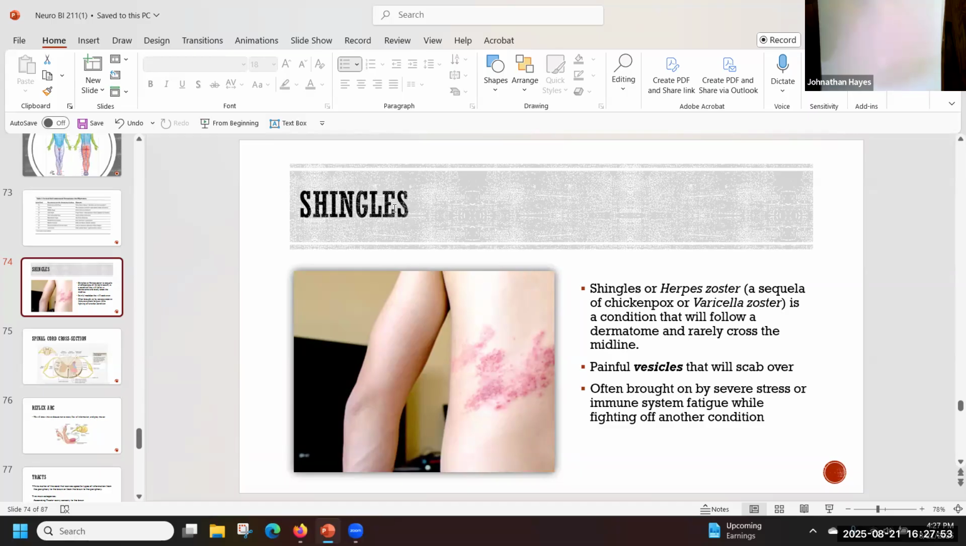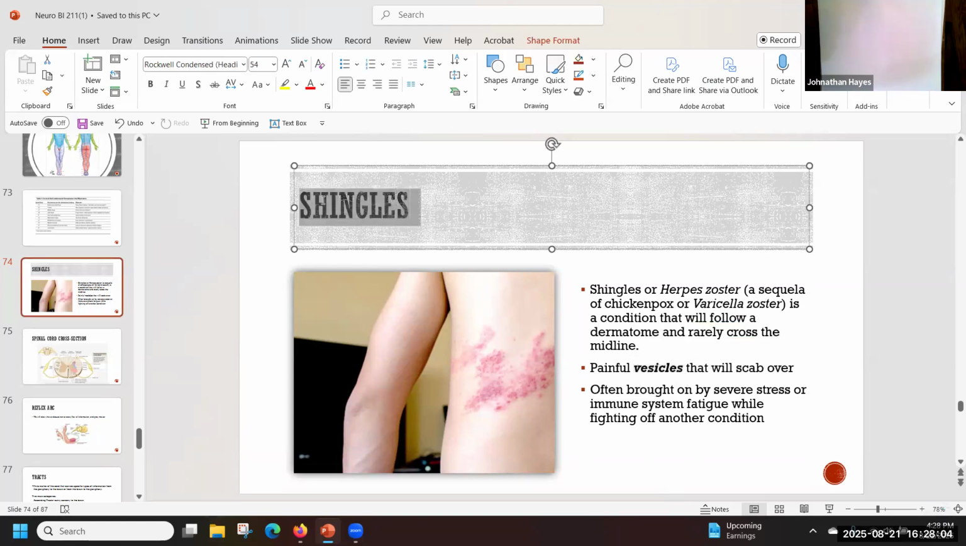The word we use to describe the blisters is called vesicles. So if they use the word vesicles and they say the vesicles are following a dermatome, then you can always assume that they are talking about shingles. So shingles is kind of a sequela of a herpes virus from when you had chickenpox as a child. We sequestered it and then somehow it escaped. So it's almost like a jailbreak of chickenpox.